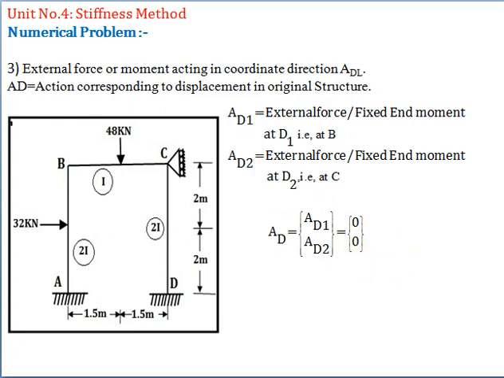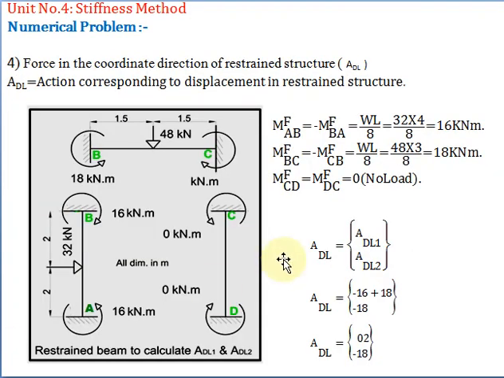So after calculating the value of AD, we have calculated the value of ADL, that is action corresponding to displacement in the restrained structure. We have restrained all the members at the support and we have calculated the fixed end moments. From that we have calculated ADL1 and ADL2. So value of ADL1 was 2 and value of ADL2 was minus 80.